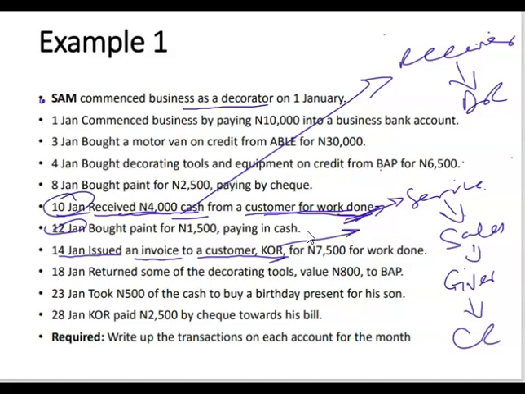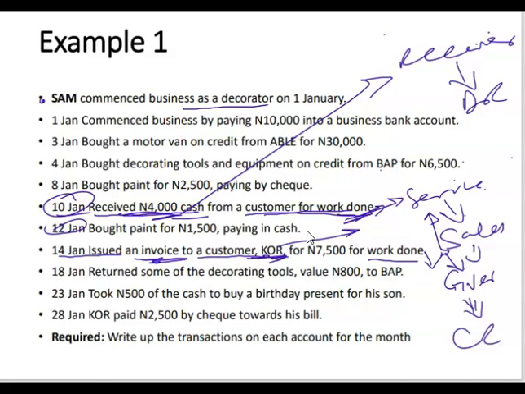Now, look at 10th of January. For the same service rendered, we receive 4,000 naira cash immediately. But Call, which is the customer, has not paid for this service. That's why we are not issuing a receipt, but we are issuing what? An invoice, to show that he's still owing us for the same service done. Call has received value. Sales has gone out. We have given sales. We are giving our service. Sales is a giver. Then we credit sales.